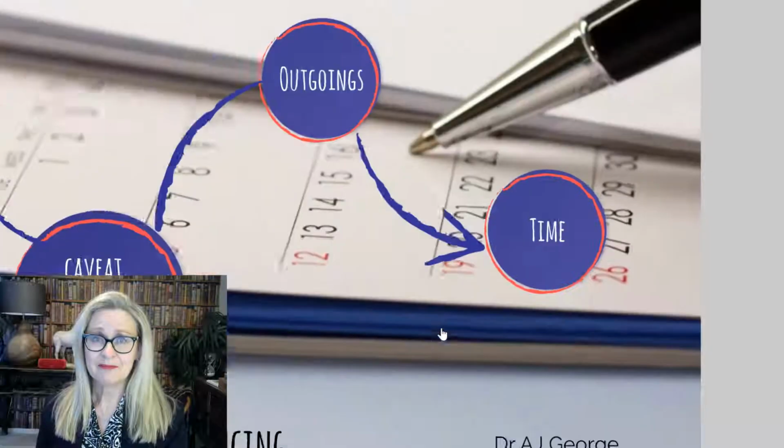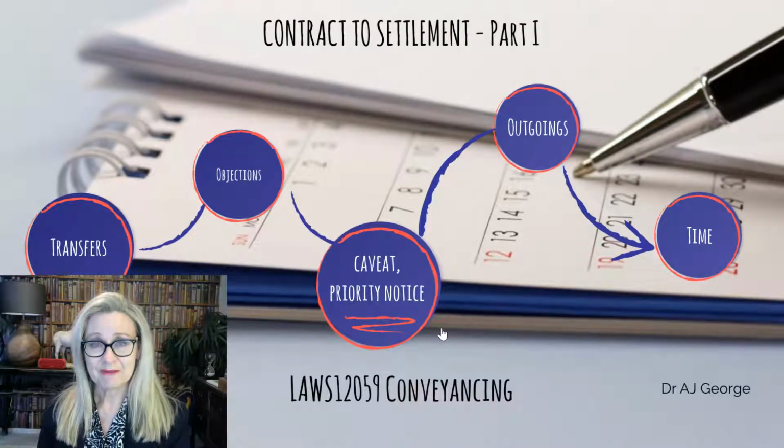And that is the issue of time, and hopefully we've finished on time.